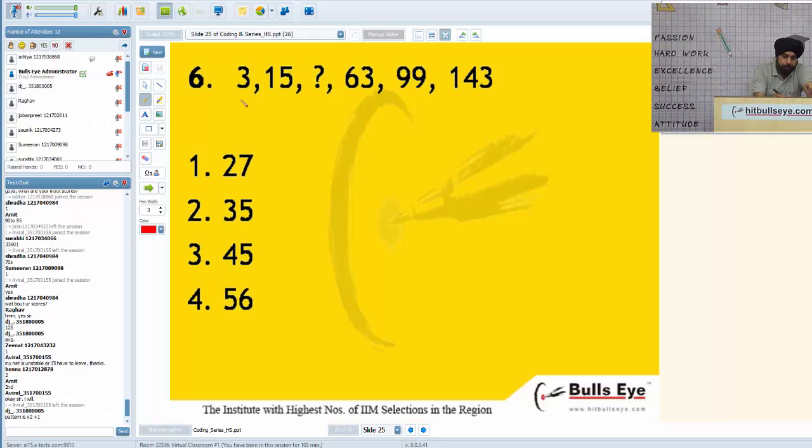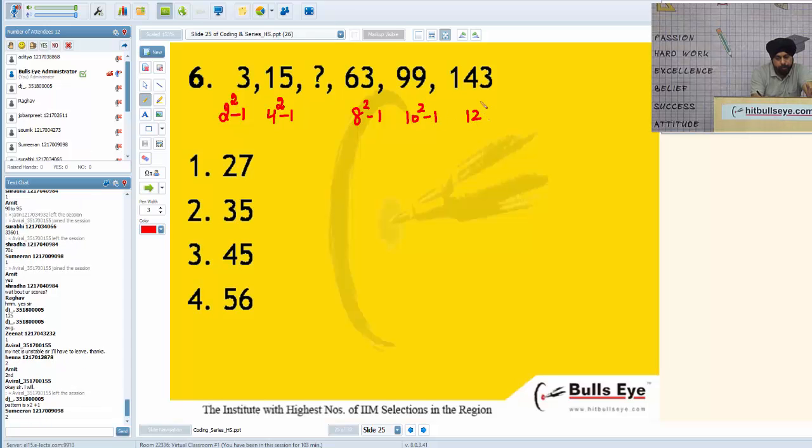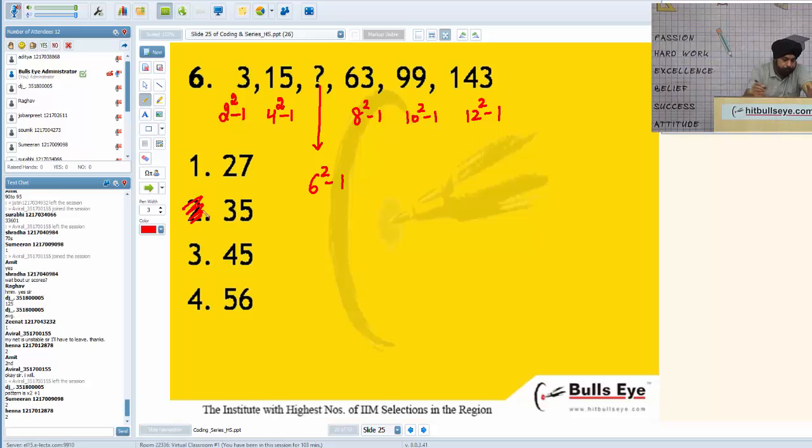Now here 3 is 2 square minus 1. 16 is 4 square minus 1, a missing term. Then 8 square minus 1, 10 square minus 1, 12 square minus 1. So can you judge the missing term now? Would it be 6 square minus 1? So the answer shall become here 35.